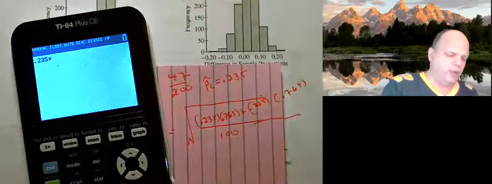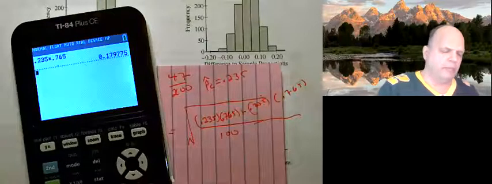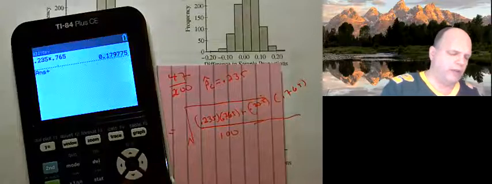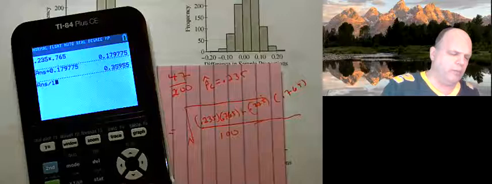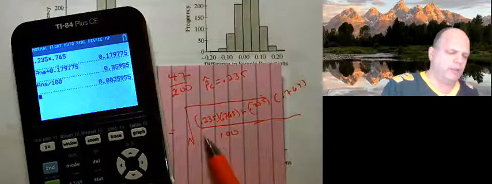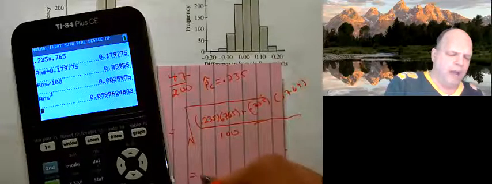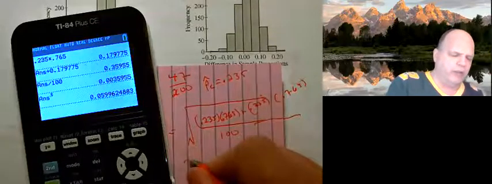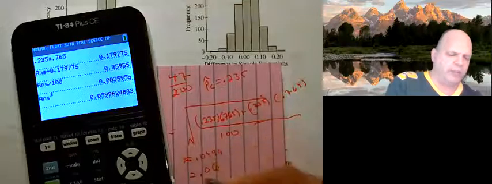Okay, so 0.235 times 0.765 times 2, because I got to do it again, or plus itself, it doesn't matter. And then I'm going to divide by 100. Then I got to take the square root of that, so I'm just going to raise it to the half power. And I end up getting about 0.06. I recognize it says 0.0599, but I'm going to say that's about 6%.